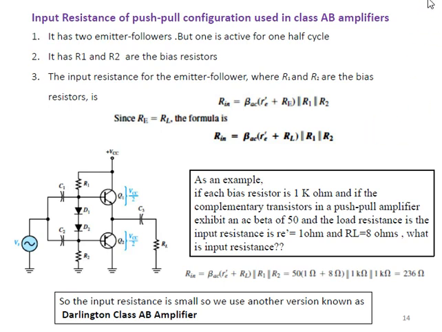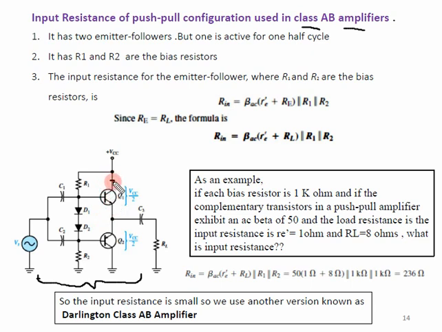Okay, now let's calculate the input resistance of a push-pull configuration. The same thing: our case study is still the class AB amplifier. Looking into the circuit, this is our circuit. Now we should know the characteristics of the circuit. When we look into the circuit composition, we should know what sort of amplifier it is. So it is a push-pull amplifier.